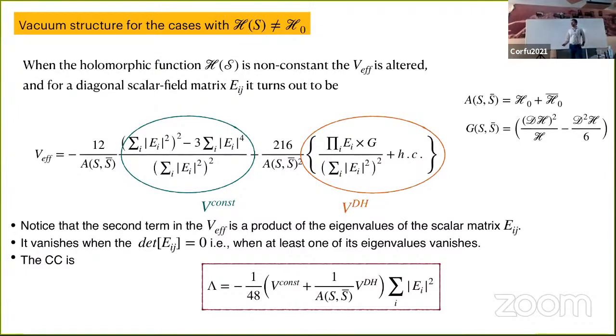Thanks. What is of special interest is that whenever you have zero eigenvalues, then this extra contribution goes to zero. And this is really interesting and important for our calculations, because if we assume a general form for the holomorphic function H, this may not complicate our analysis, and we can easily find the result for the cosmological constant if the matrix of the scalar field E has a zero eigenvalue. So this is a very helpful observation.